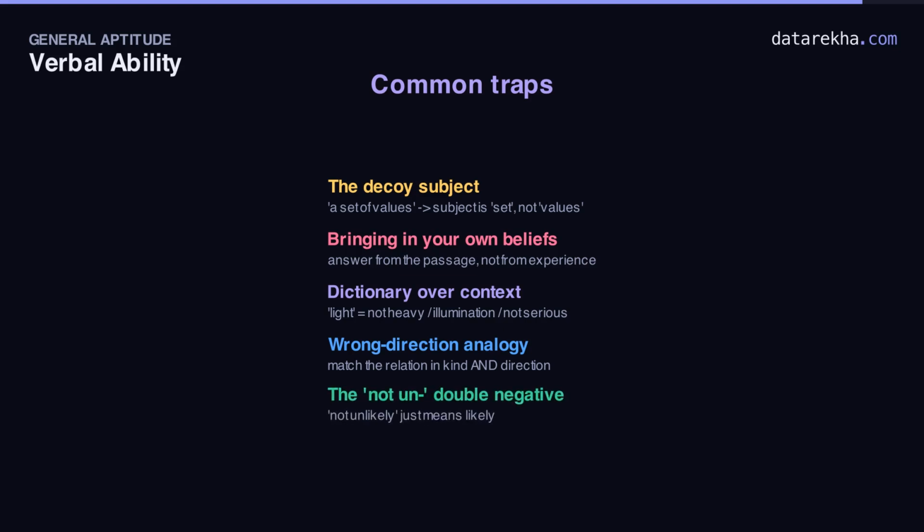5. The sneaky double negative. Not unlikely does not mean unlikely. The two negatives cancel, so it simply means likely. Untangle them slowly. And 6. Being seduced by the hardest word. The rare, impressive option is a trap. Pick the word that genuinely fits the meaning, however plain it looks.